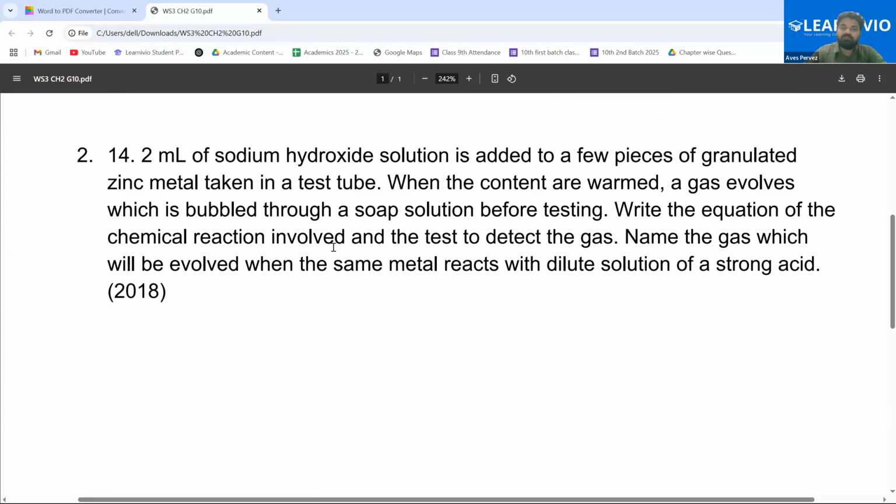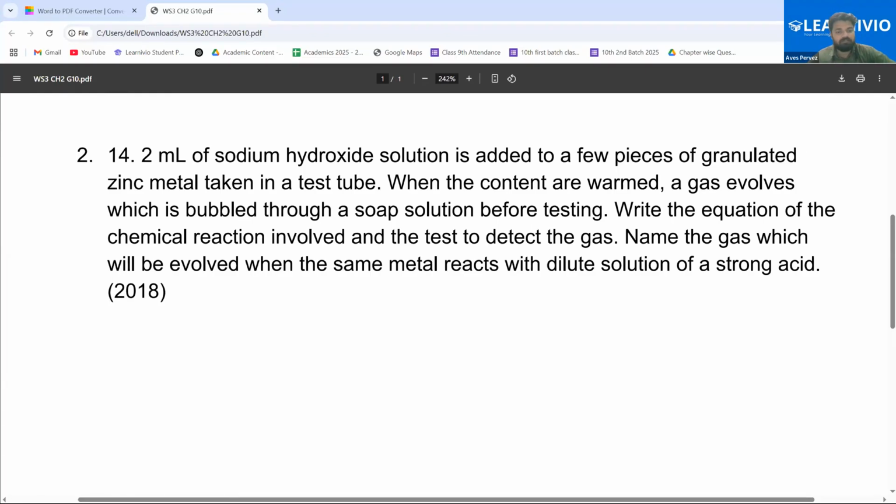Will you be able to do that? Just tell me first. Will you be able to do that? What will that be? This is easy too. Which gas will be produced? Hydrogen gas. The hydrogen gas.